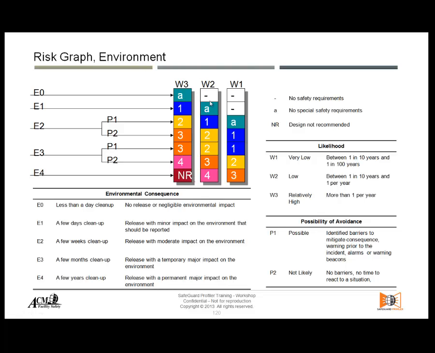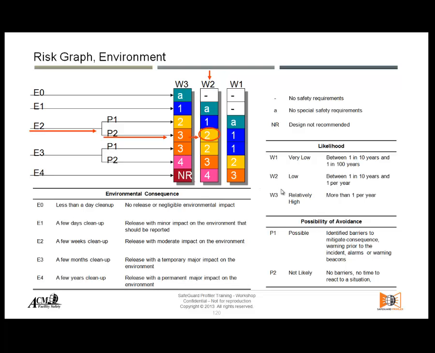So we go finally to environment risk in there. So what are the consequences of an environmental hazard or consequence, unwanted event with respect to environment? Again, the frequency or the likelihood doesn't change. It's W2, that's the one that we picked before. Then it was judged an environmental release, a few weeks cleanup, with moderate impact on the environment. P2 as before, not possible to avoid if it happens. So then we end up with a SIL 2.